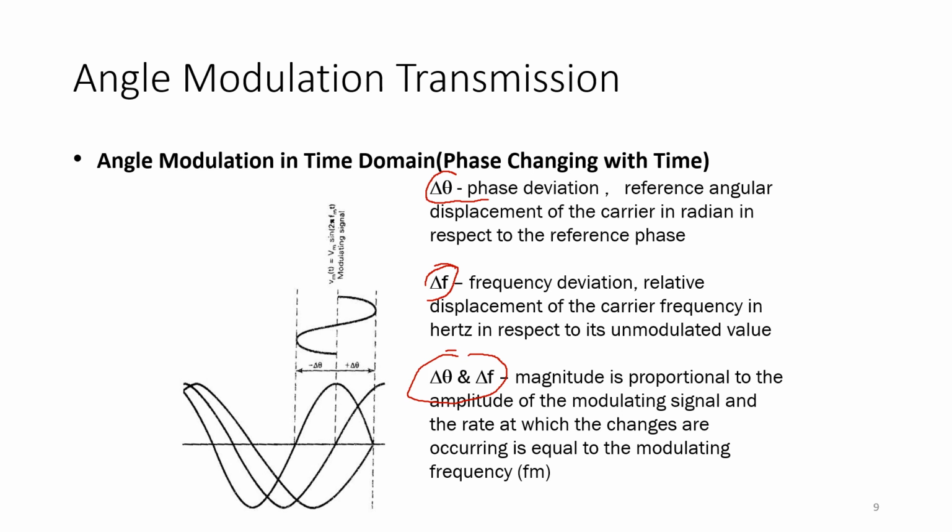Okay, so the relative angular displacement, and we say angular displacement or the shift. Okay, so the relative angular displacement of the carrier phase in radian in respect to the reference phase is called our phase deviation. So the relative displacement of the carrier frequency in hertz in respect to its unmodulated value is also what we call the frequency deviation.